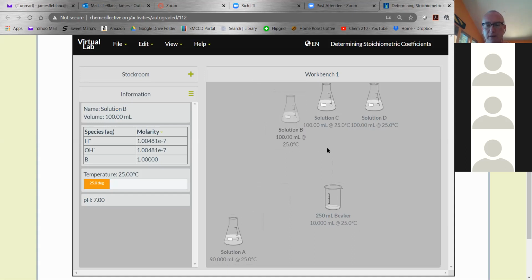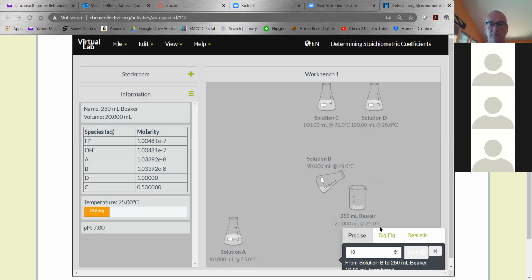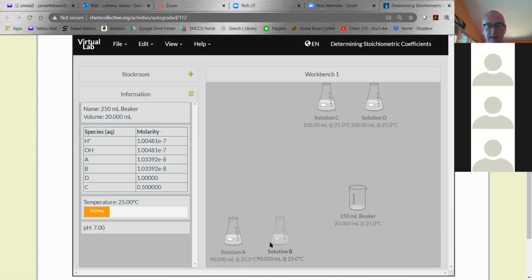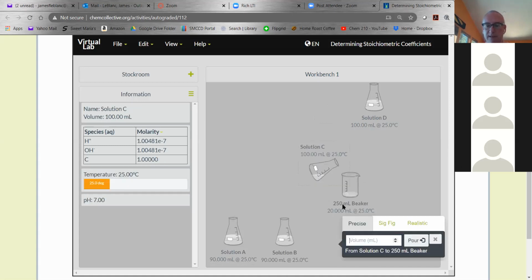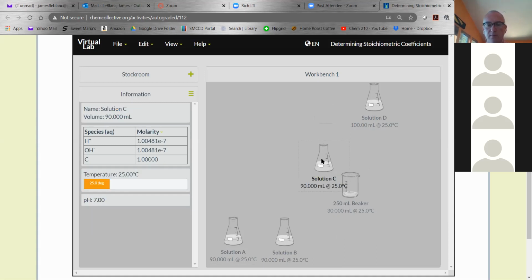So then B, I'm going to put the same amount, 10 mils of B in, and hit pour. And then put my B down at the bottom. Let's put this right in the middle. And then C, I'm going to add my 10 mils of C, and pour. And then move my C down to the bottom.